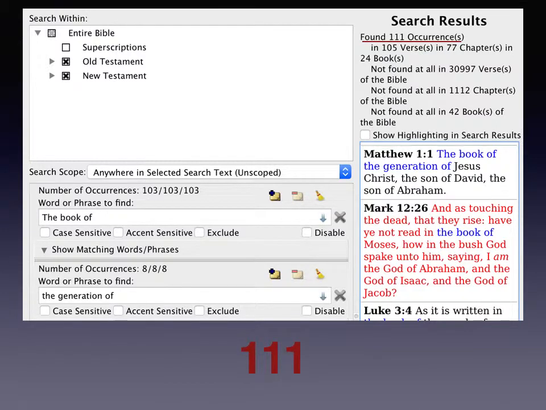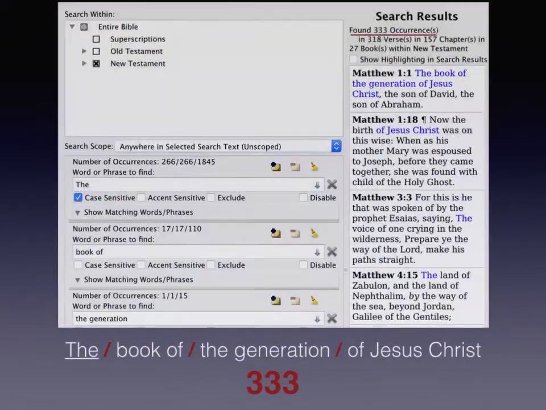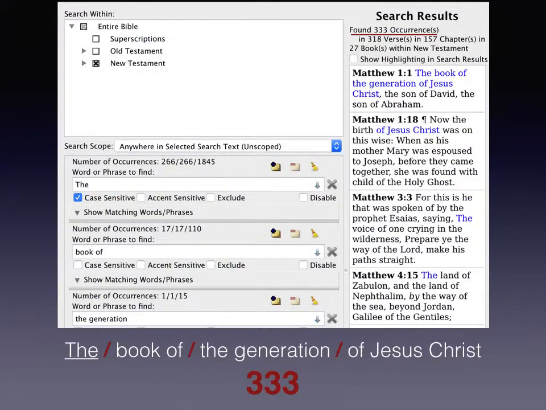Okay, the phrase the book of, 103 times. The phrase the generation of, 8 times. 111, 37 times 3. I can't stress this 3-digit repeating number, how important it's going to be in our upcoming study. The book of the generation of Jesus Christ, 333 times. 37 times 3 times 3.